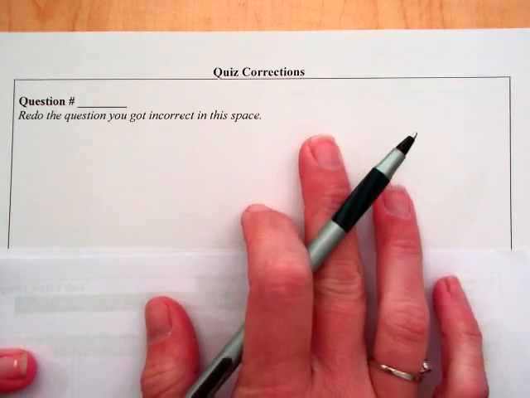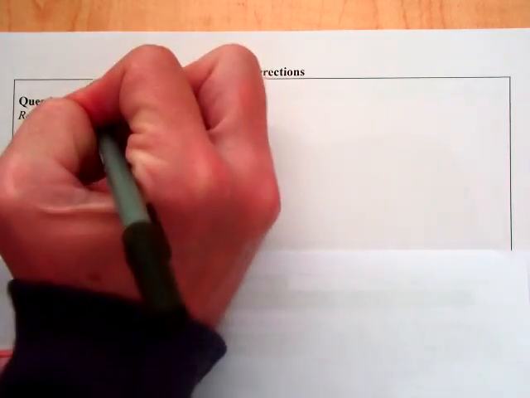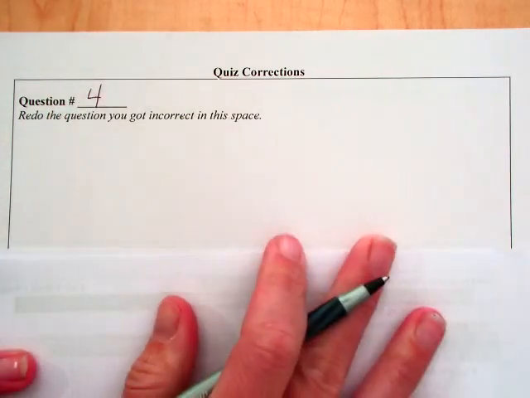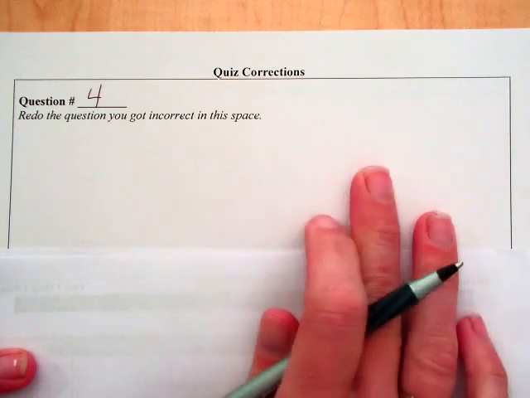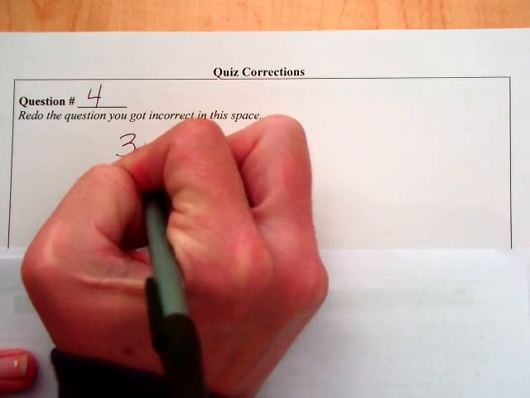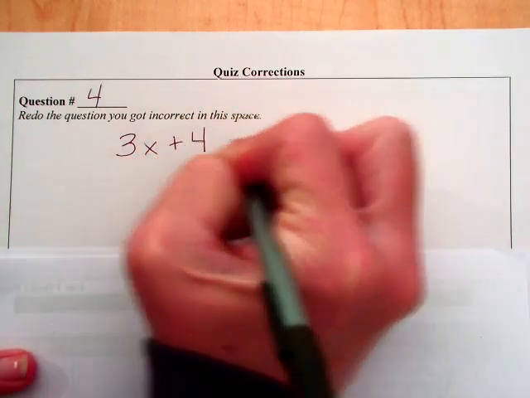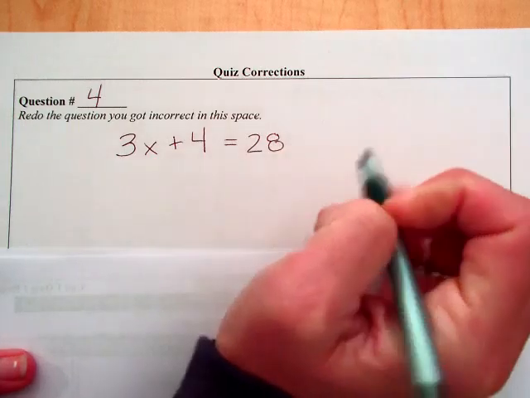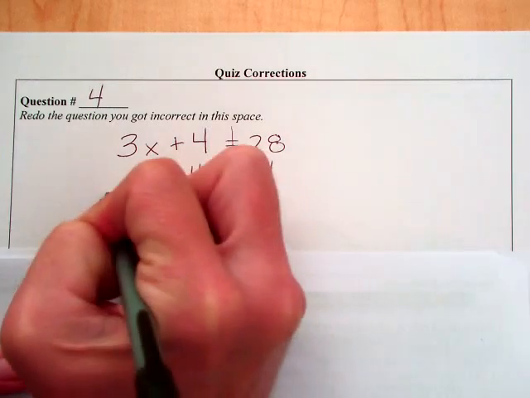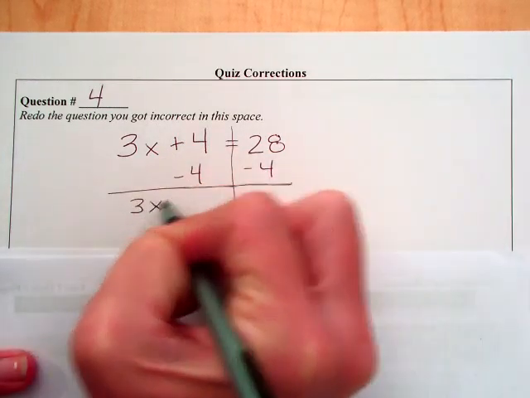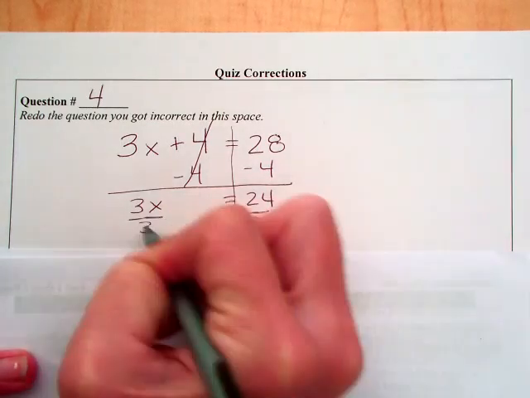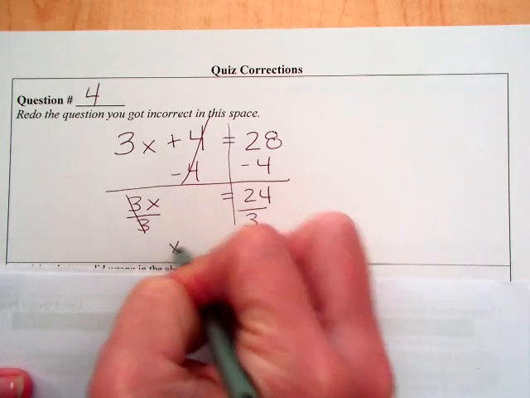So for example, let's say I look at my Elluminate sheet and I see that I got question number 4 wrong. First I'm going to put the question number up here. Then I'm going to rework the problem in this space so that it's correct. So let's say, for example, the problem I got wrong was 3x plus 4 equals 28. I'm going to redo this problem here correctly by subtracting 4 from both sides. 3x is equal to 24, dividing both sides by 3, and getting x is equal to 8.